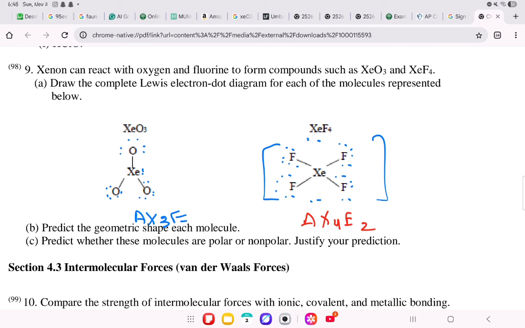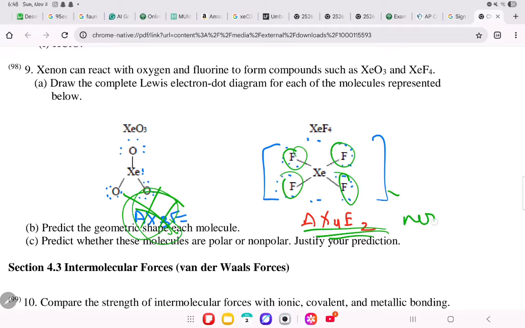Now predict whether these are polar or non-polar. First thing, we need to check if they are symmetrical or not. This is directly not symmetrical, so this is polar. This one is also not symmetrical, so it's polar. And this one is symmetrical. That means it's non-polar, especially as all of the atoms are the same. So directly we say that it is non-polar. Okay, that's it.